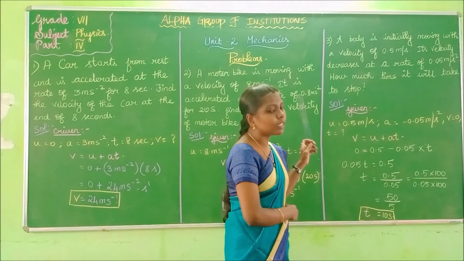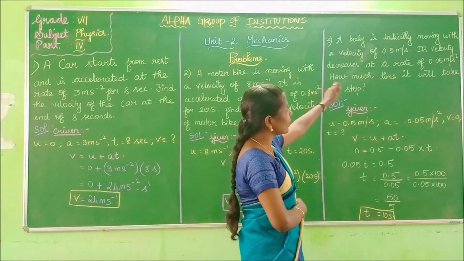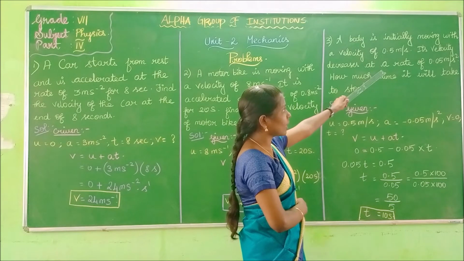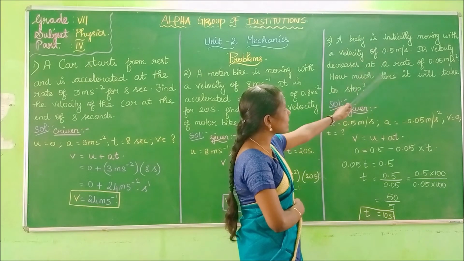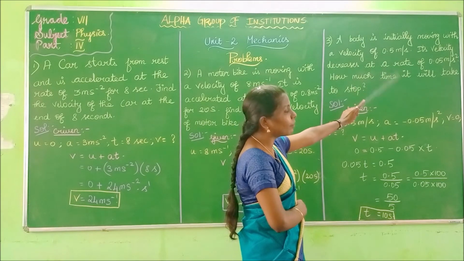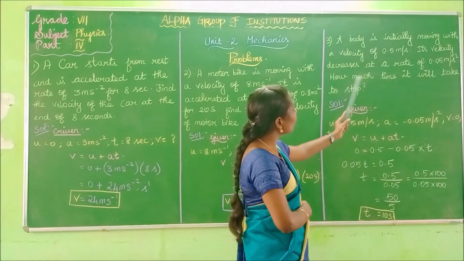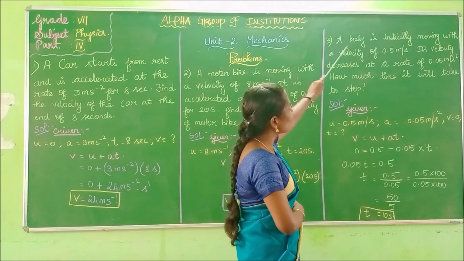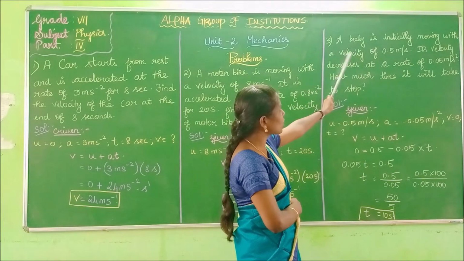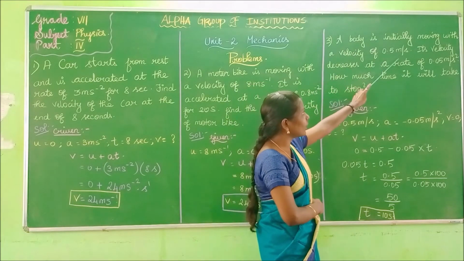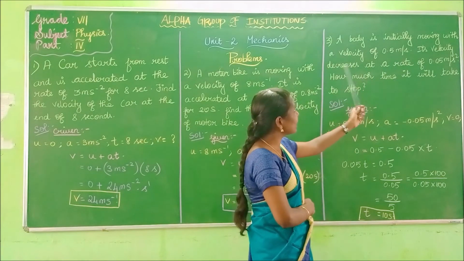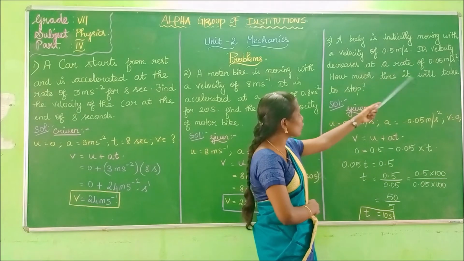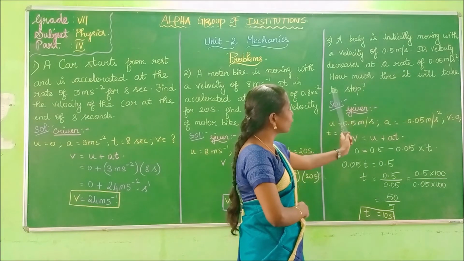I'll read the question. Listen carefully. A body is initially moving with a velocity of 0.5 m/s. Its velocity decreases at the rate of 0.05 m/s². How much time will it take to stop? I'll read the question again. A body is initially moving at a velocity of 0.5 m/s. Its velocity decreases at the rate of 0.05 m/s². How much time will it take to stop?